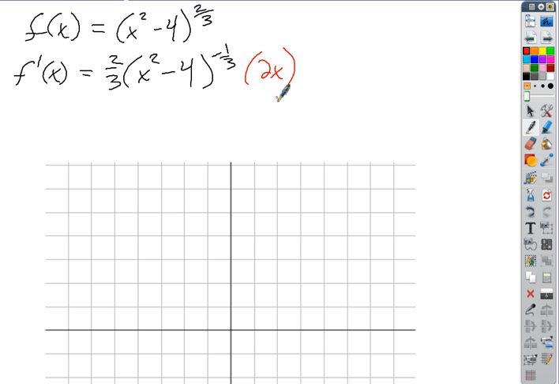They're products. They're factors. So if we write this as a quotient, on the top we get 2 times 2x, which is 4x. Everybody agree? Because it's a negative exponent, that all goes down to the bottom. In the bottom I get 3 times the quantity x squared minus 4 to the 1/3, right? So there's our derivative.